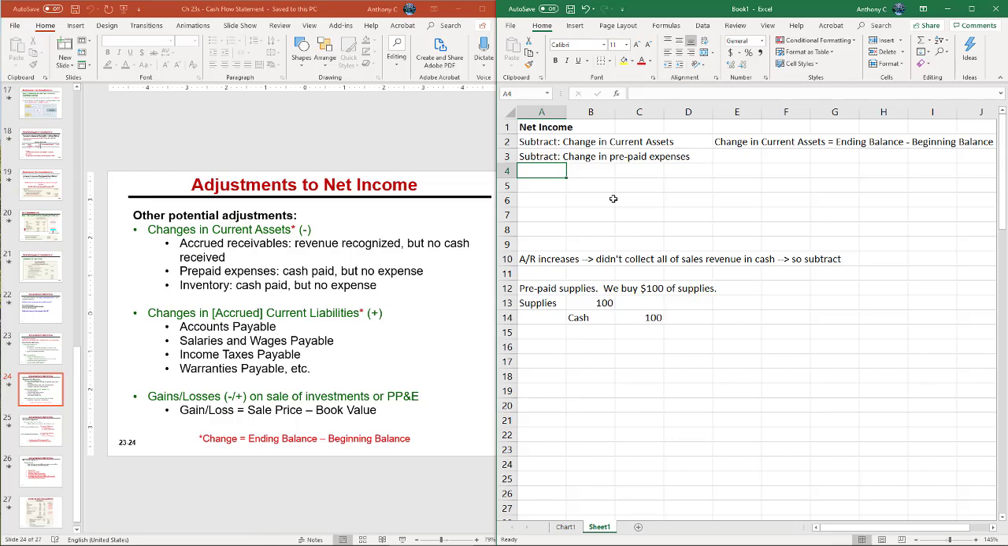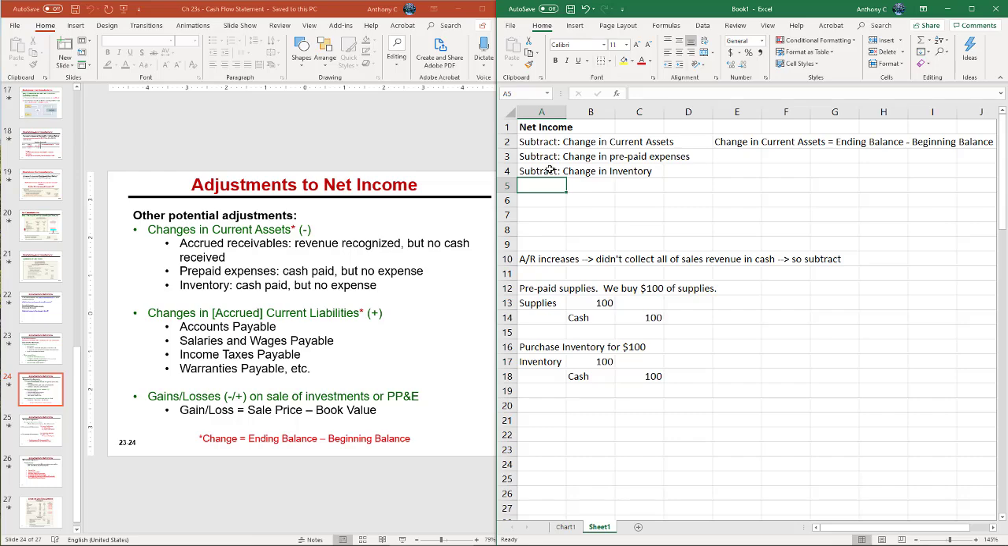We could use the same logic for our inventory. So let's just say we purchase inventory for $100 as well. Again, we would debit inventory for 100 and our credit to cash is 100. Again, we haven't recognized an expense related to this until we actually sell the inventory. So again, if we see our inventory go up, we need to decrease the income by the amount of the increase. And so we'll also subtract out the change in inventory.